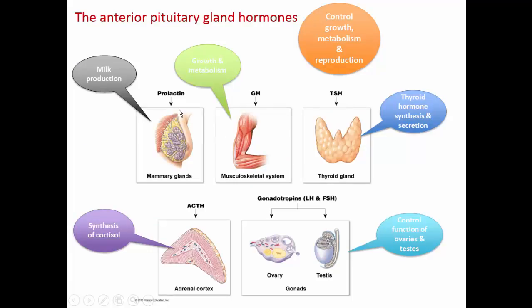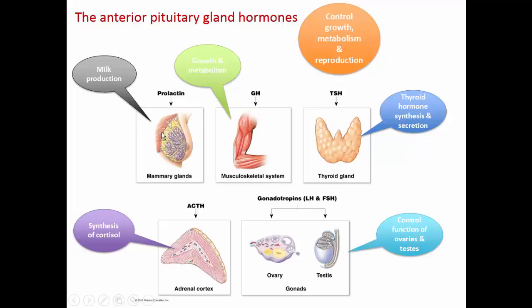What's shown on this slide are the hormones secreted by the anterior pituitary gland. So prolactin, growth hormone, thyroid stimulating hormone, adrenocorticotropic hormone, and the gonadotrophins, luteinizing hormone and follicle stimulating hormone. Overall, the anterior pituitary gland hormones control growth, metabolism, and reproduction. So together they target many tissues and have quite broad effects.